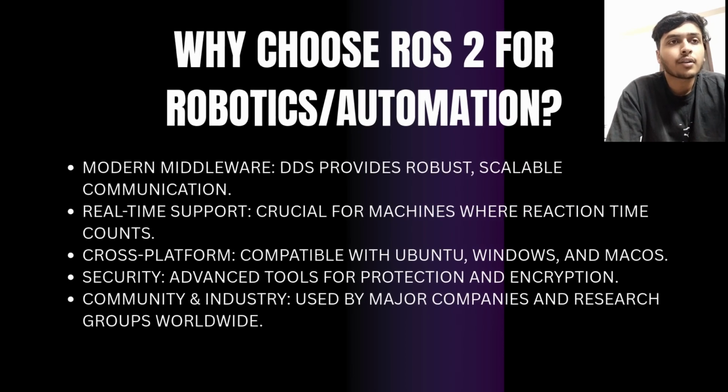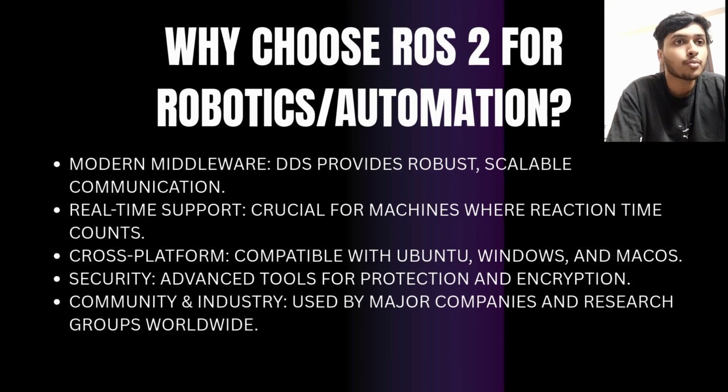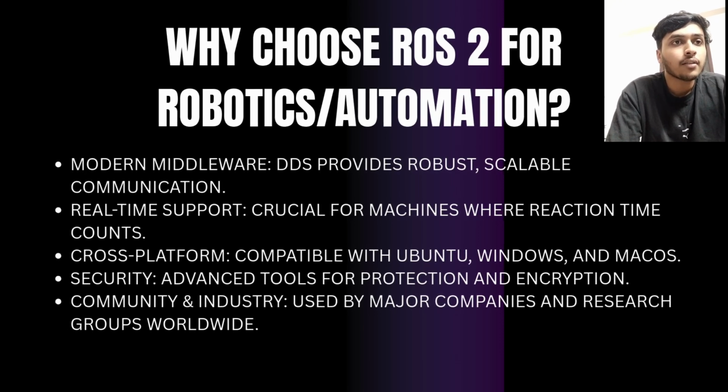Now you might wonder, why do you even have to use ROS2? Why should you care about ROS2 if you're building a robot or an automation project? Modern middleware with DDS, ROS2 offers robust, scalable communication even in distributed systems. Also, I told you about the real-time support which is offered in ROS2. How is it exactly useful to you? Well, this is critical for robots that cannot tolerate delays like robotic arms or automation vehicles.